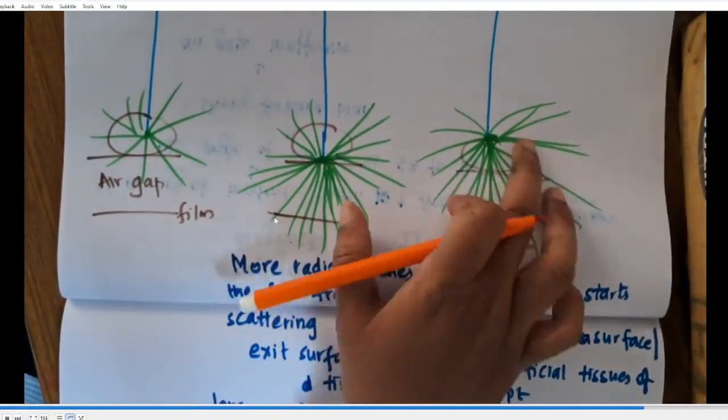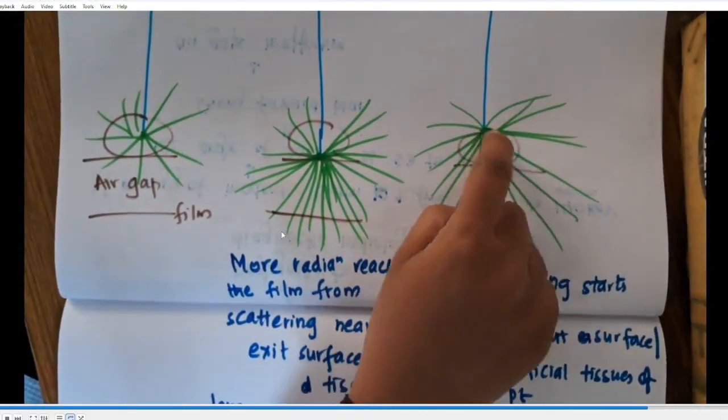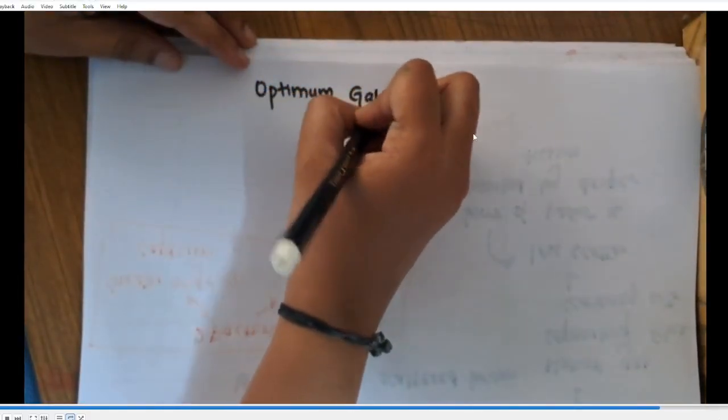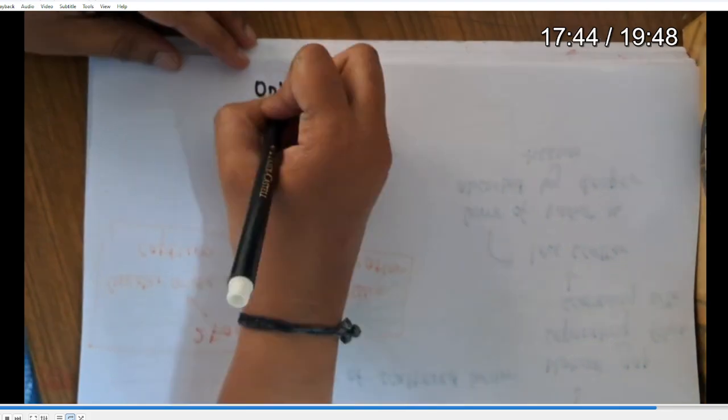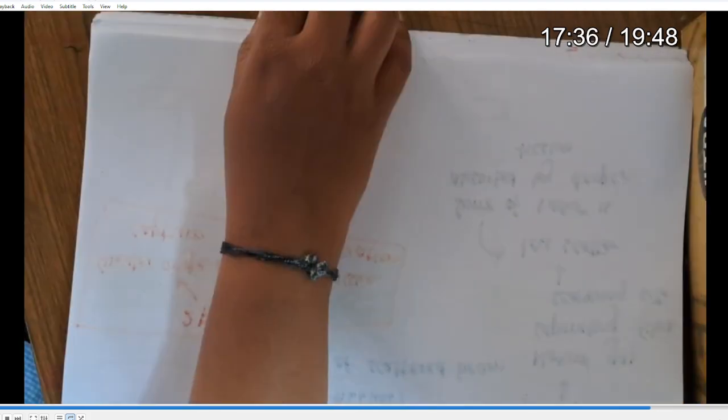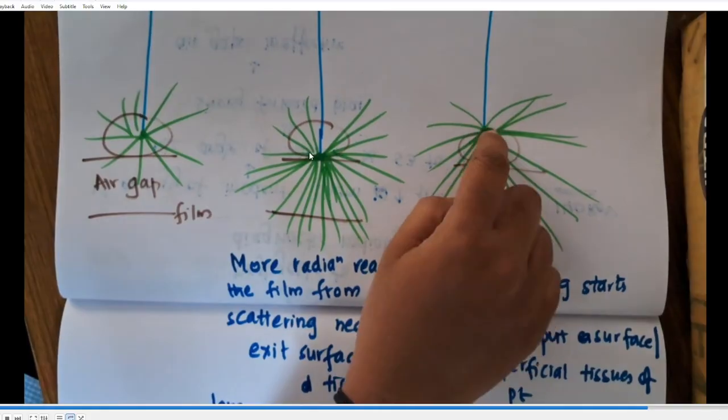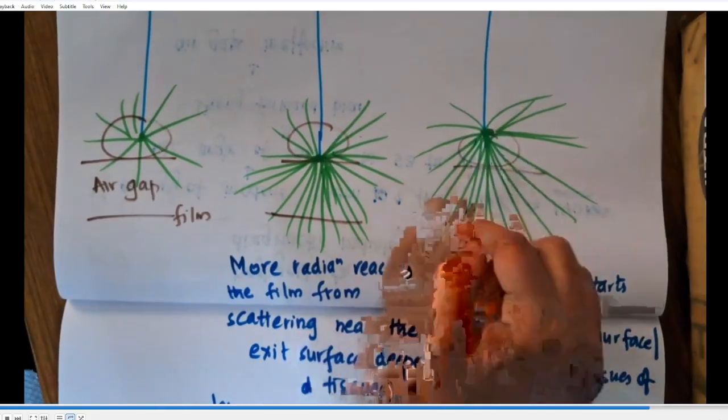So most of the scattered photons reaching the film arise immediately from the superficial tissues, and can be decreased by the air gap technique. If you see here, the number of scattered photons reaching the film is more for photons generated from deeper structures than from the superficial structures.